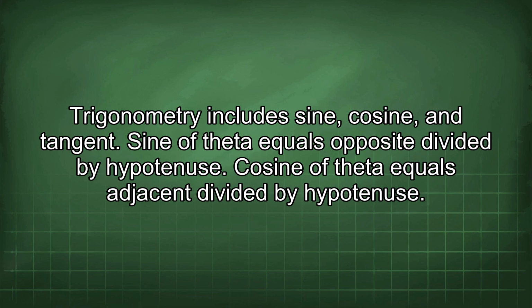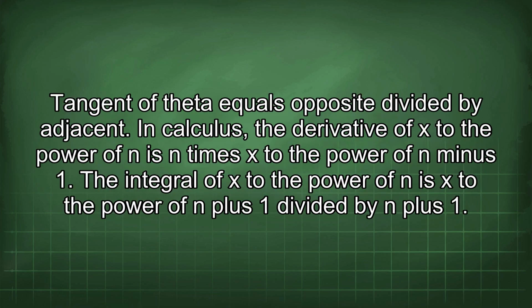Trigonometry includes sine, cosine, and tangent. Sine of theta equals opposite divided by hypotenuse. Cosine of theta equals adjacent divided by hypotenuse. Tangent of theta equals opposite divided by adjacent.